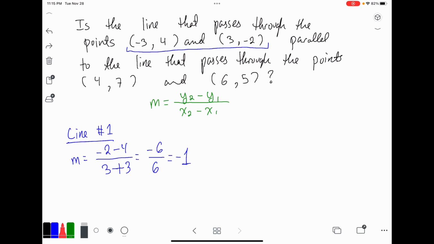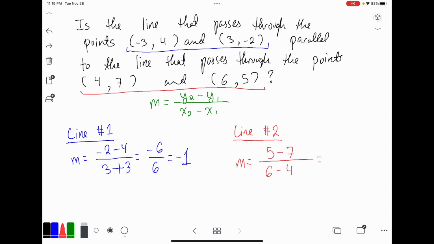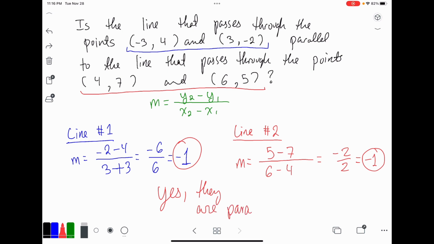So if our second line has the same slope, then they will be parallel. For our second line, since we know the 2 points that this line passes through, we can find the slope of the line. We get the difference of the y values, 5 minus 7, and the difference of the x values, 6 minus 4. And this gives us -2 over 2, which simplifies to -1. Therefore, because the slopes are the same, yes, they are parallel.